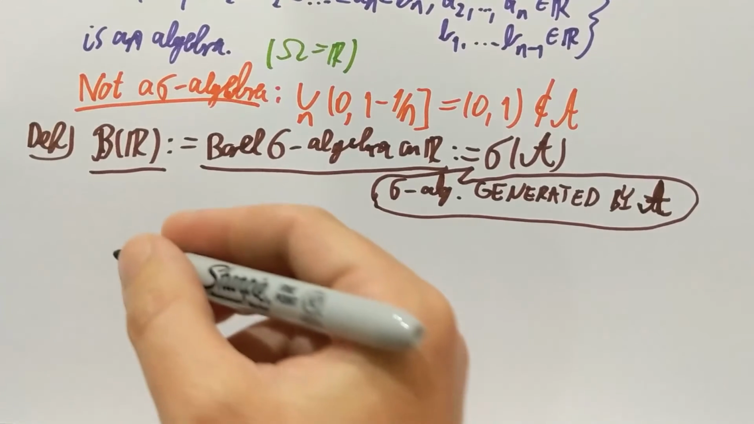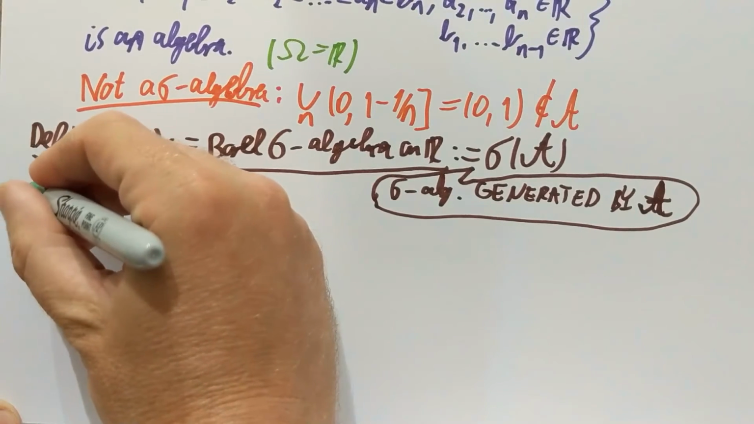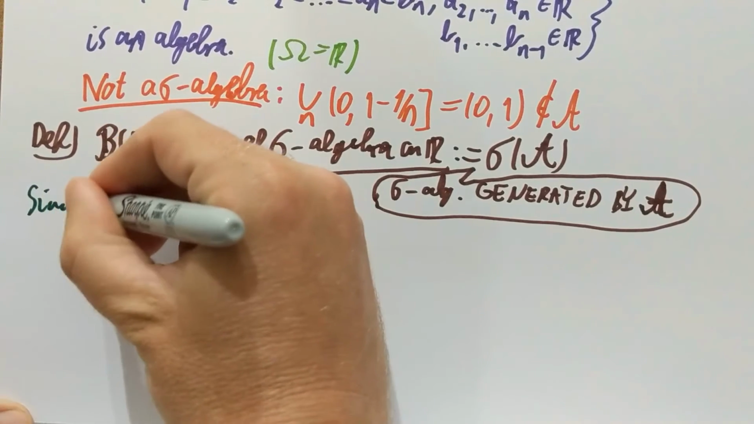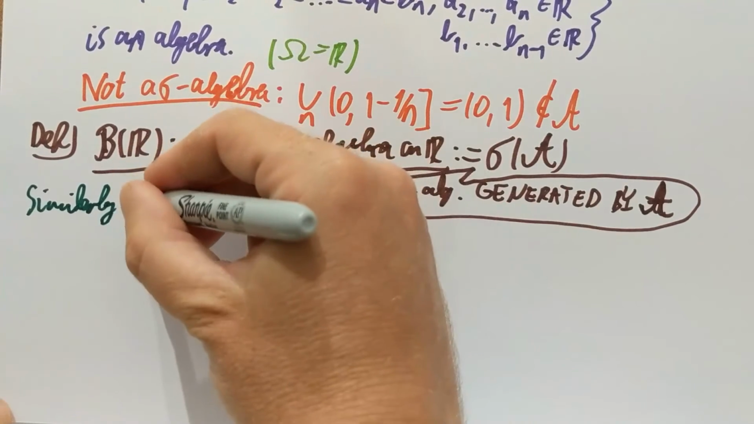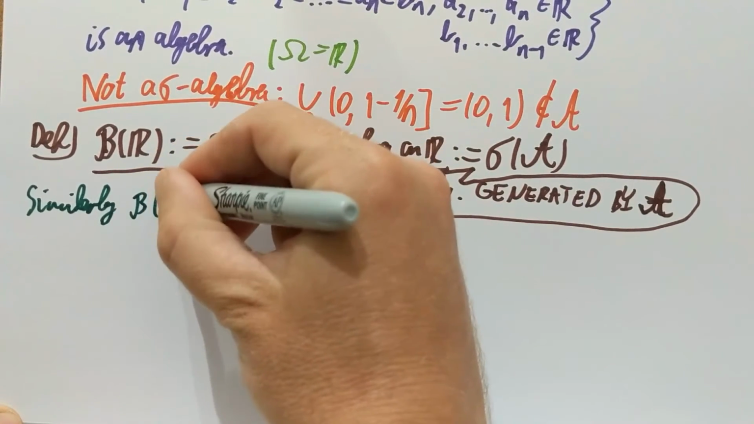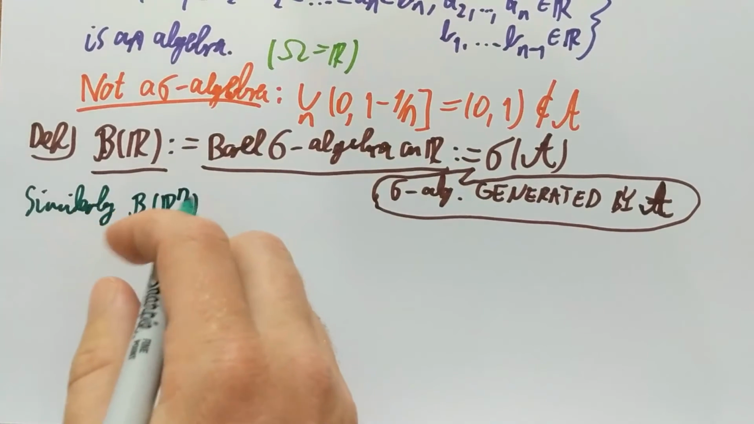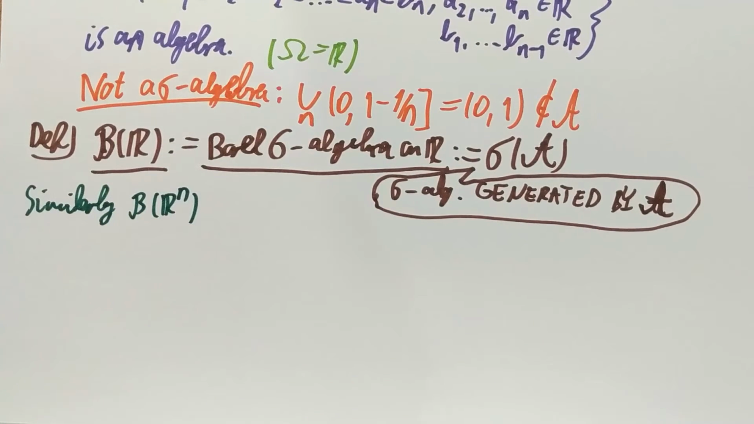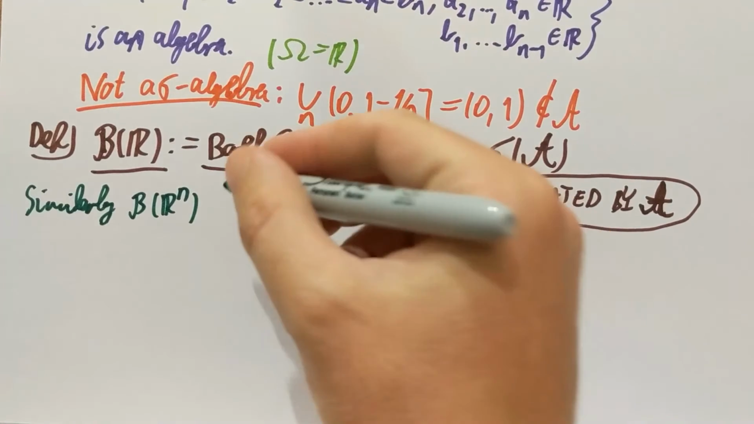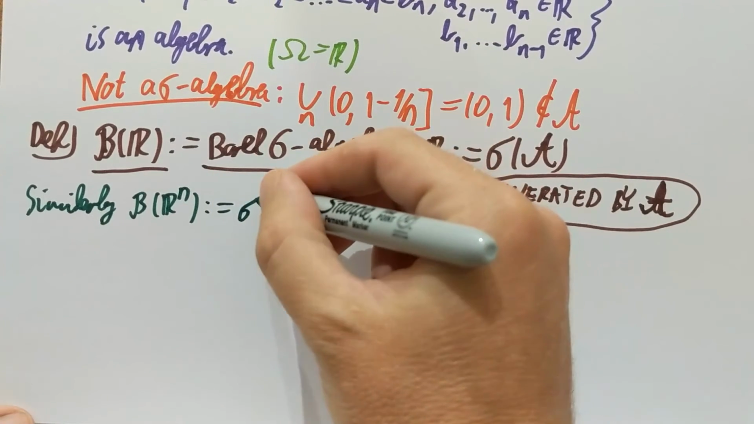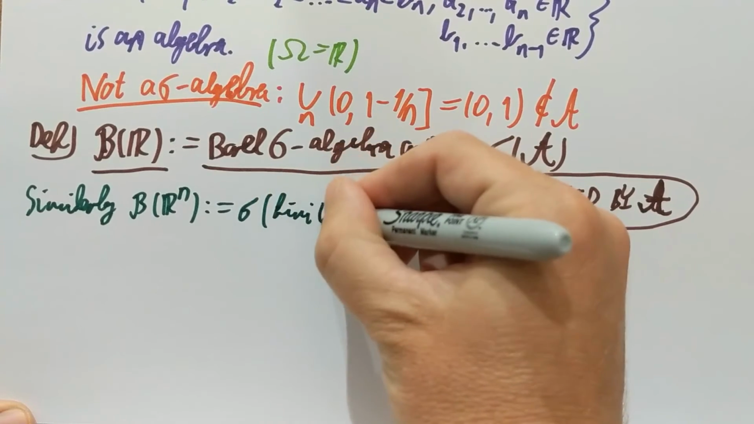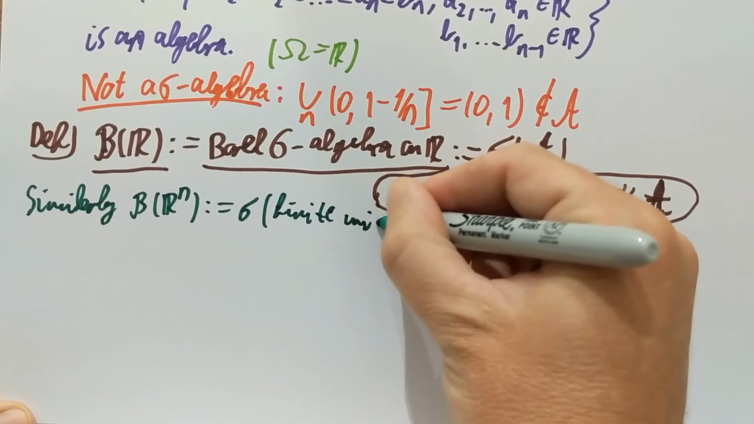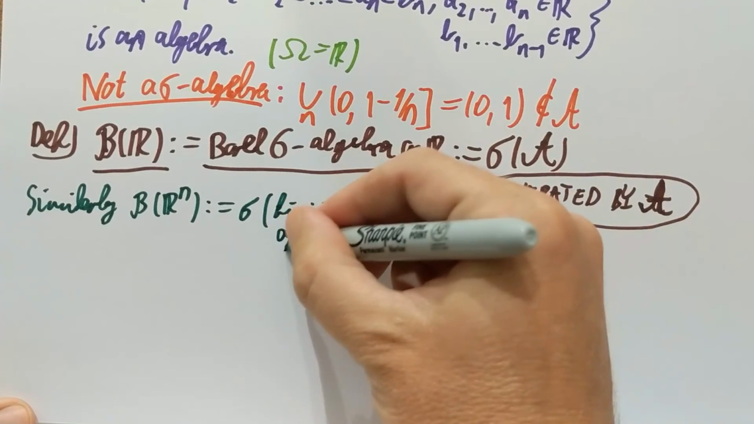So what you can do is look at similar constructions, and I'm not going to go into much detail again because this is not a measure theory unit. You can define a sigma algebra on R to the n, namely the n-dimensional real linear space, by doing the sigma algebra generated by rectangles, finite unions of rectangles.